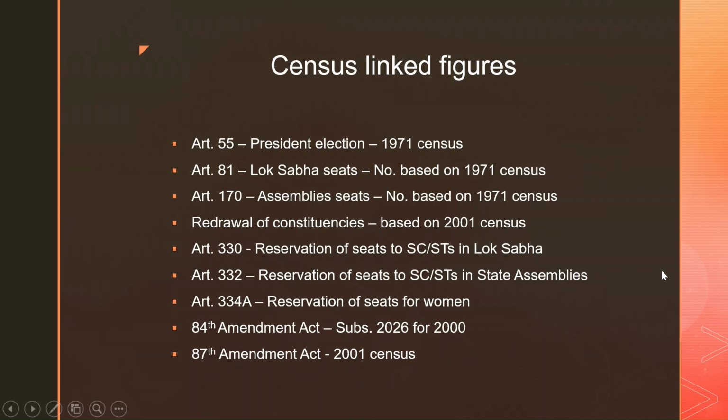Now we understood that the total number of seats in the Lok Sabha and state assemblies have been frozen based on the 1971 census. This was brought in through the 42nd Amendment Act in 1976 that froze the delimitation process based on the 1971 census until the 2001 census, to control population growth. However, in the year 2001, through the 84th Amendment Act, this freeze was extended until 2026, meaning no increase or decrease in seats based on population growth.